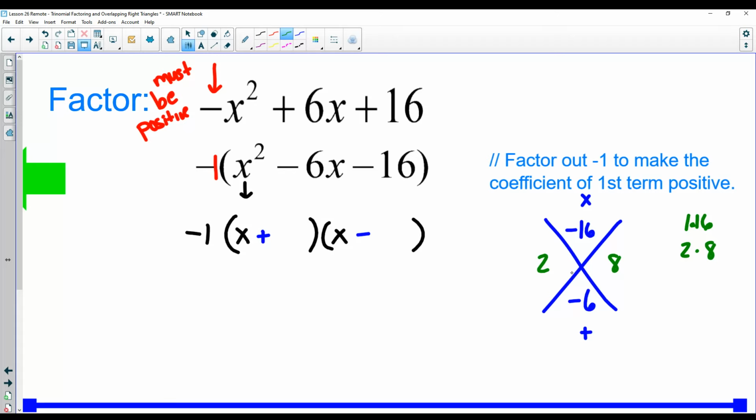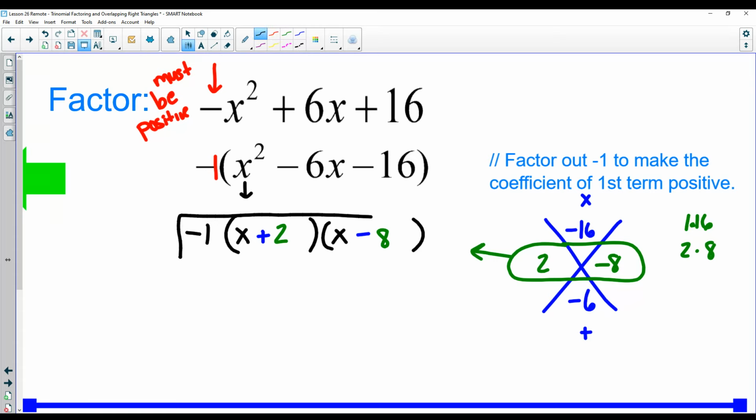Which one has to be negative if I add these two together? The larger one has to be negative. Okay, so that gives us 2 and negative 8 as the numbers that are going to go in our parentheses. So the 2 is positive, the 8 is negative. Okay, and that one's done. Remember to leave that negative 1 out in the front.